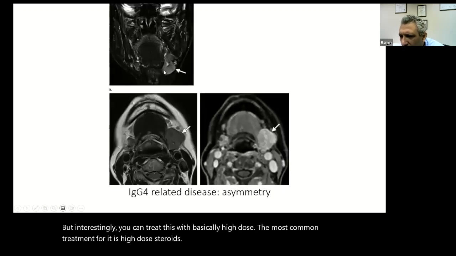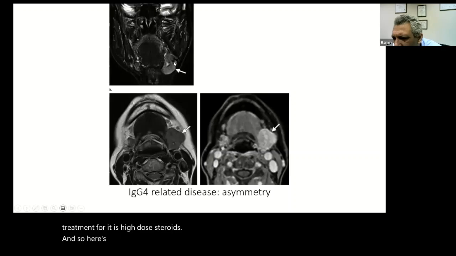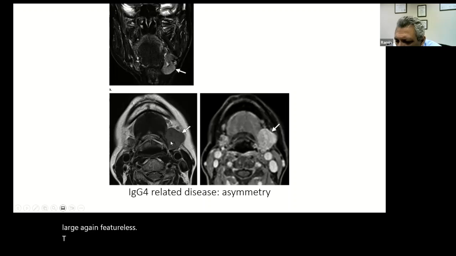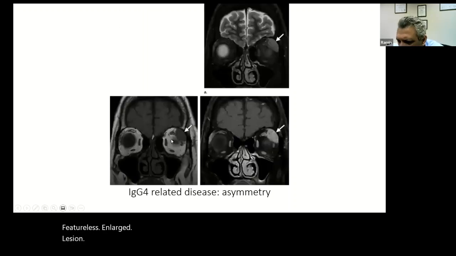And so here's unilateral disease. This is the submandibular gland right here, enlarged, again, featureless. T1, T2 dark, enhances, featureless, enlarged, painless lesion. These are other examples of the same thing. Lacrimal gland is enlarged in comparison to the other one.